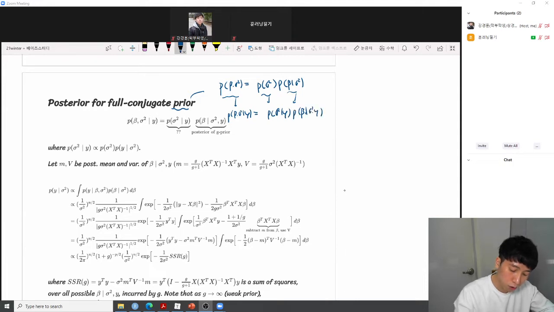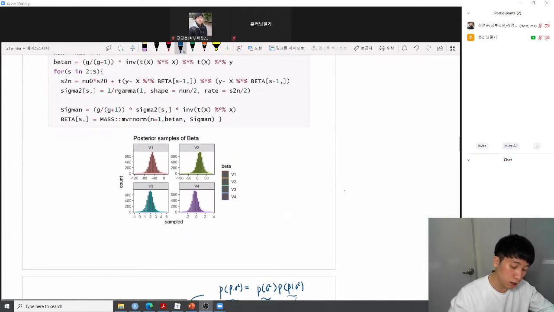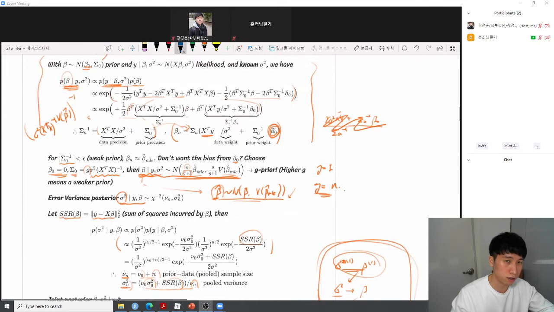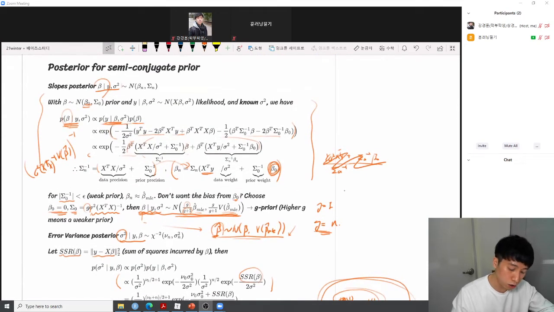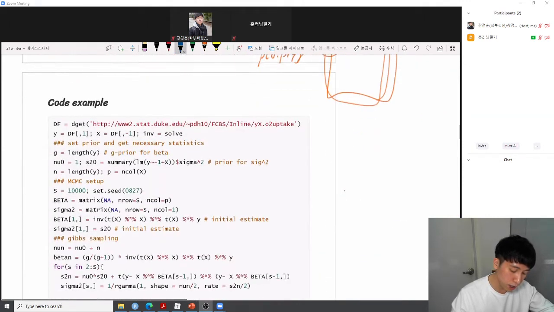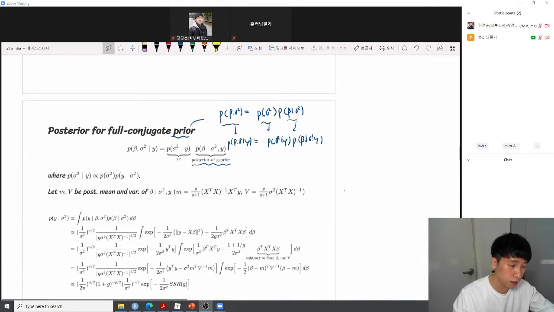And you can notice here, this posterior right here is actually the full conditional posterior of beta given the other parameters, which is sigma squared, which we have already derived in the previous slides, right? In the full conjugate and semi-conjugate cases. And if we use a G prior, then this form is known, perfectly known. So this term right here is not our problem. The problem is with this one.